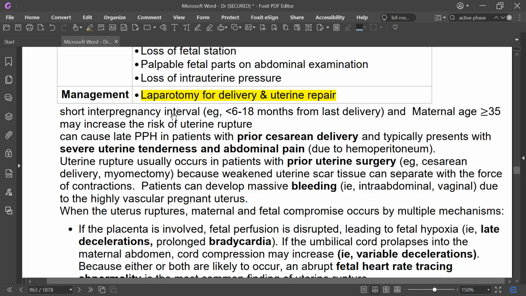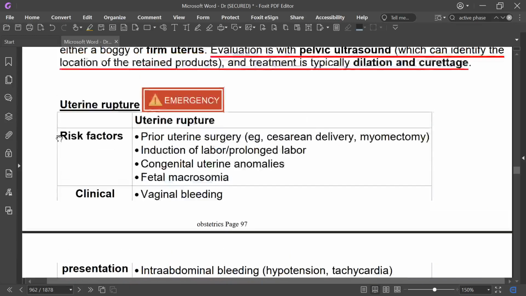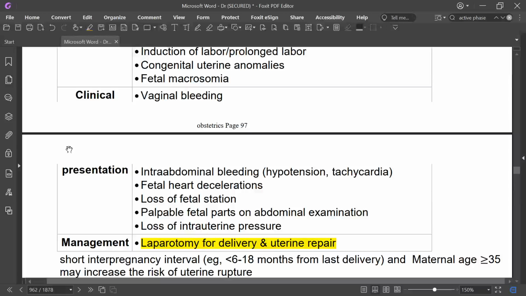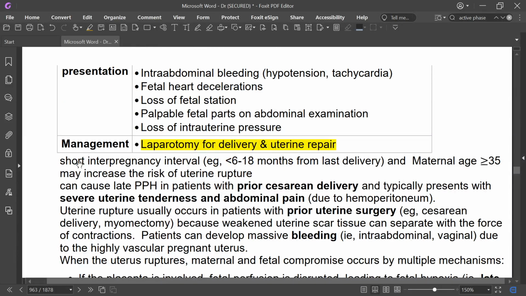A short interpregnancy interval, less than 6 to 18 months from the last delivery, and maternal age more than 35 increase the risk of uterine rupture. These are high-yield risk factors.